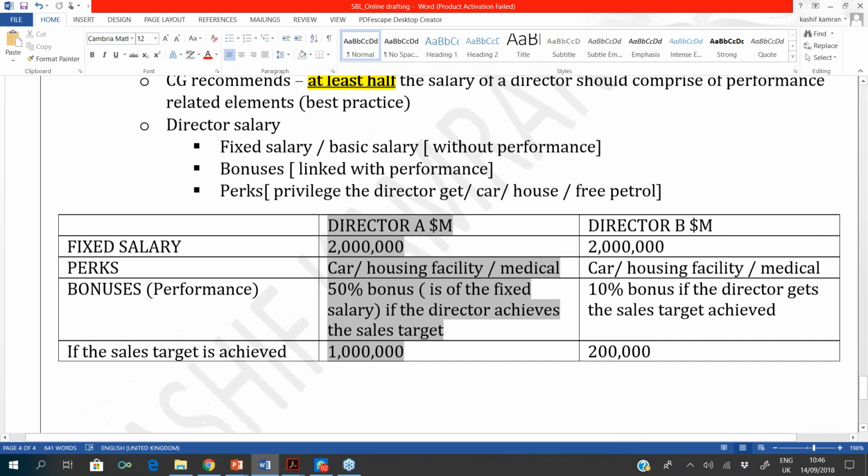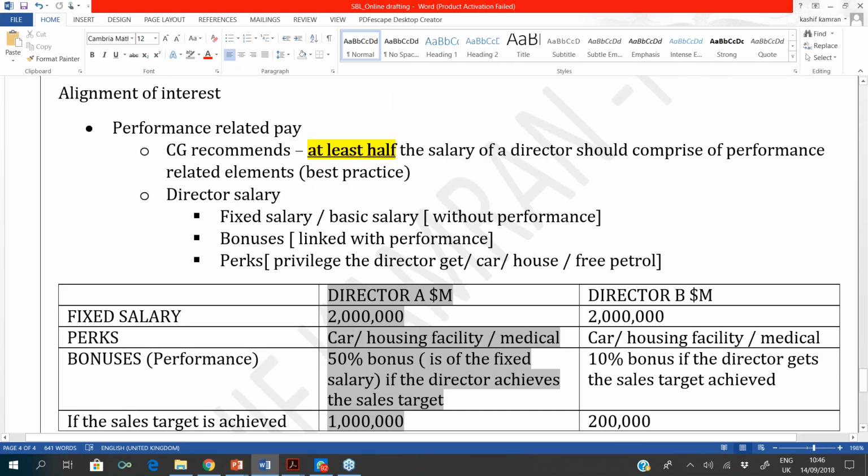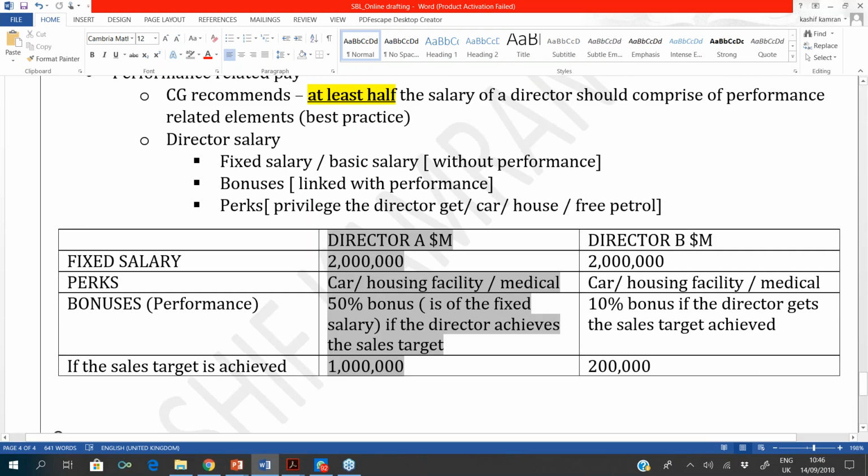So I hope you're getting the element of performance related pay. At least half the salary of a director should comprise of performance related pay. That's the best practice. And what is performance related? Bonuses. Bonuses are performance related.